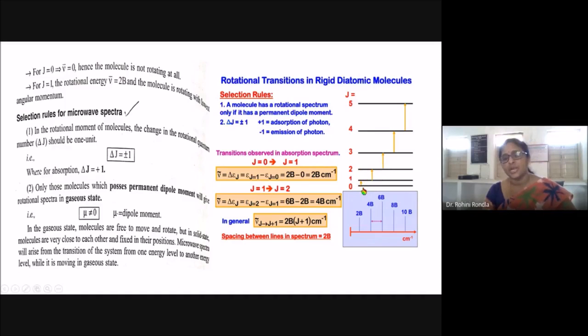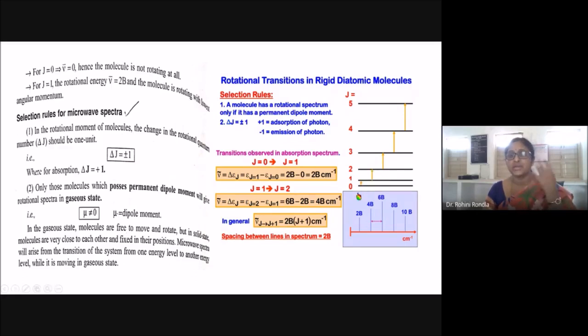ఇప్పుడే చెప్పాను, the molecule will not go directly into second level. It will go first into first rotational motion, and then from first to second, then from second to third. That is why delta J should be plus or minus 1. Otherwise it can jump from fifth rotational level to fourth level, fourth level to third level, third level to second level. ఒక్కొక్క రొటేషన్ ఎనర్జీ లెవెల్ స్టెప్ మారుతూ మాత్రమే వెళ్తుంది.